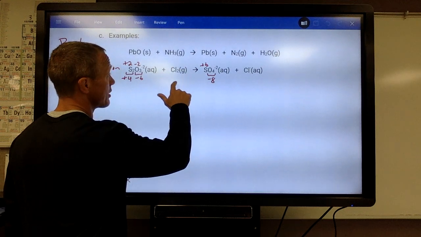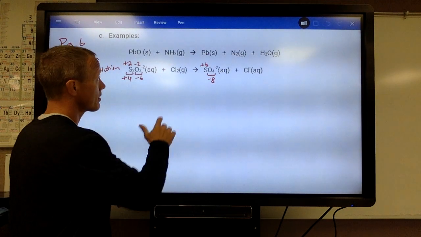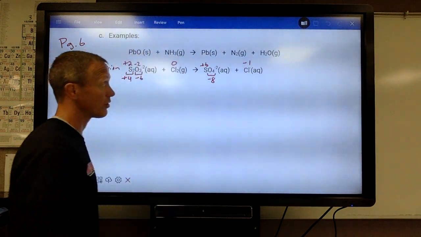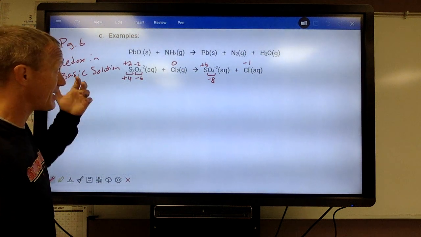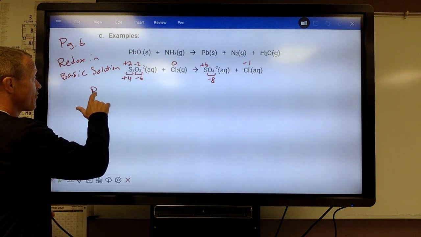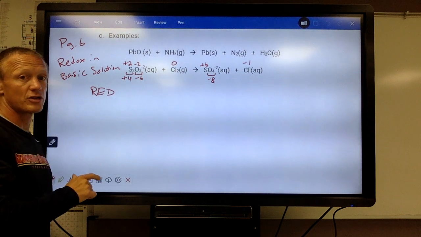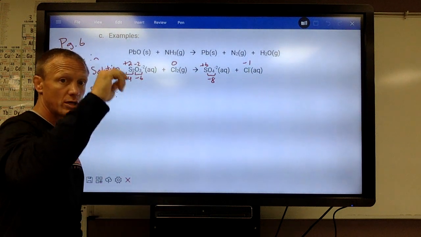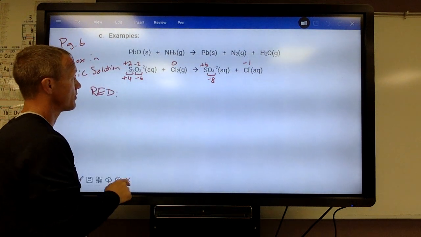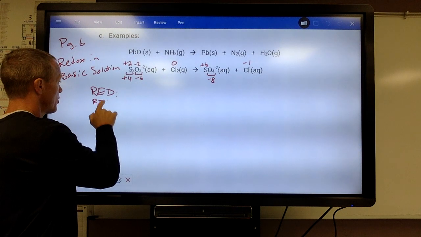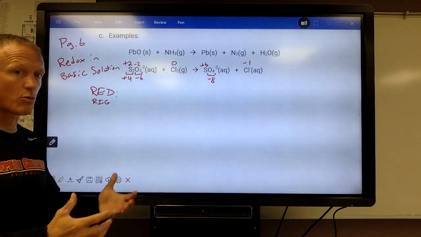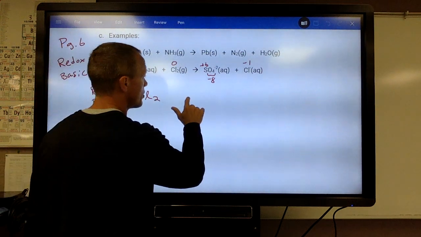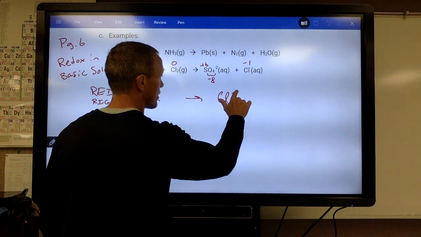Chlorine, remember, any element by itself, whether it's diatomic or not, has a 0 charge. Over here, chlorine is now aqueous, and has a -1 charge. I tend to do reduction first, though it doesn't make a difference. So we split it into 2 half reactions, a reduction half reaction and an oxidation half reaction. Chlorine is going down from 0 to -1, so it's going down in charge, it's being reduced. Remember, reduction is gaining electrons. So we have Cl2 going to Cl -1.